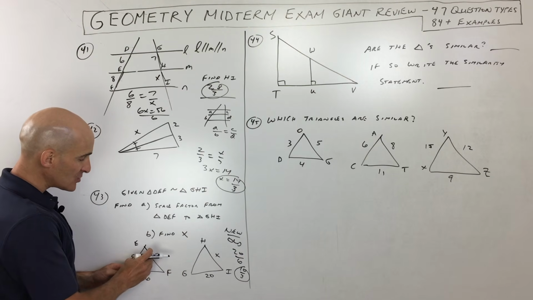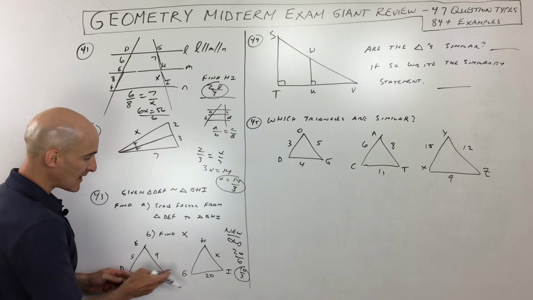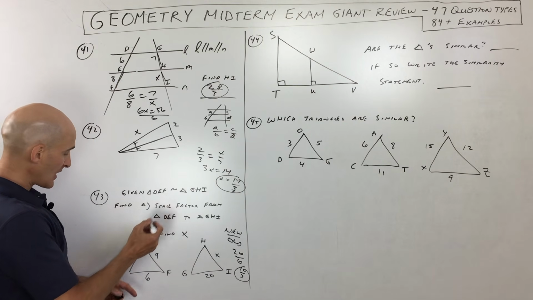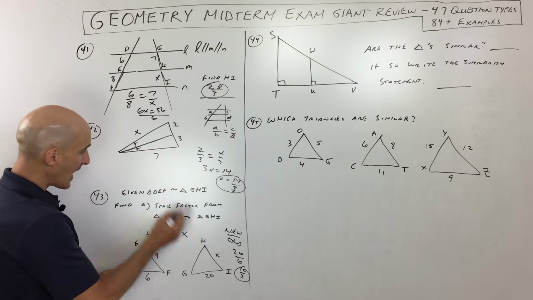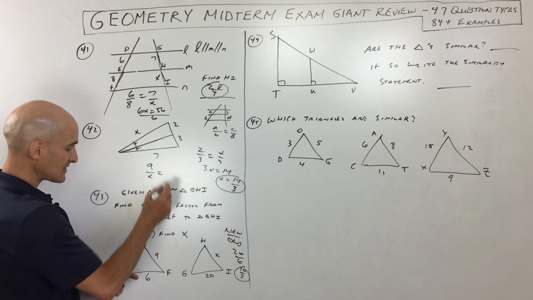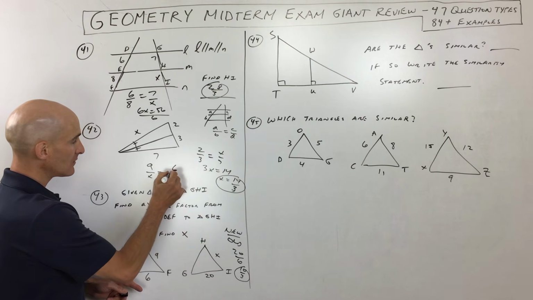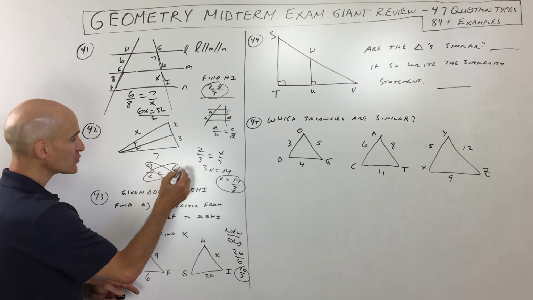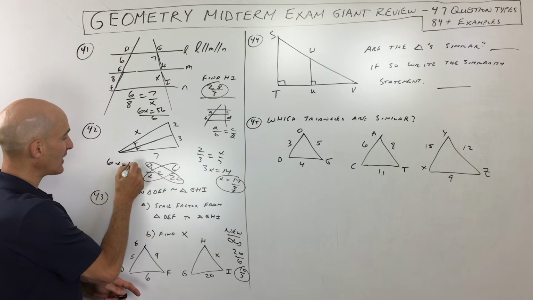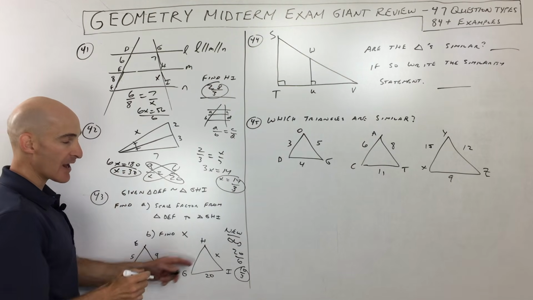Now in the second part it says find x. This is a little bit easier. You just have to make sure you're matching up the corresponding sides. I'm running out of room here, so let me put it right here. It says 9 is to x as 6 is to 20. Then all you have to do is cross multiply. So we have 6x equals 180, so divide by 6, x equals 30, and you've got it.